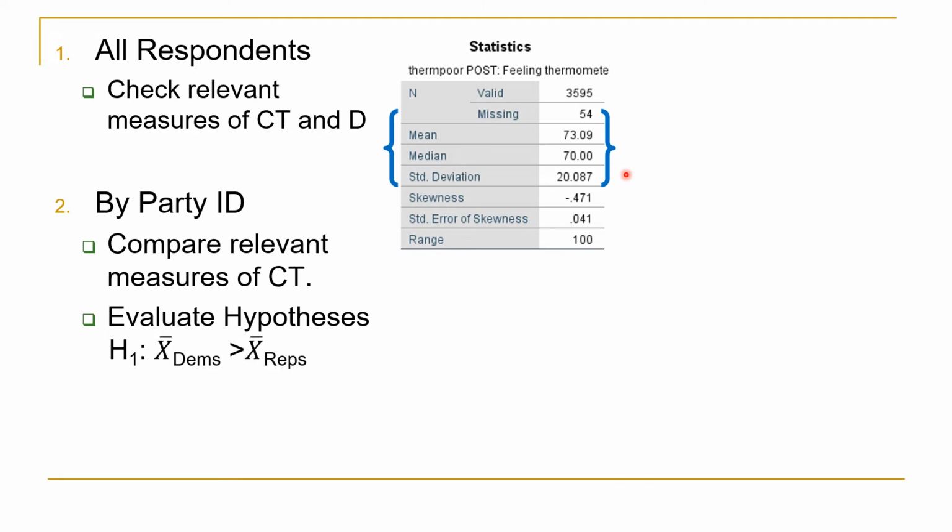Now, we want to compare our groups by party identification. So we have another variable that's pretty normal, and we measure how individuals report themselves as being Democrats, Republicans, Independents, or something else. Again, for our purposes in this example, we're only interested in Democrats and Republicans. We're going to compare the relevant measures of central tendency, the mean and the median, and then we're going to be able to evaluate our hypotheses to determine which one of these three statements turns out to be supported by the data.